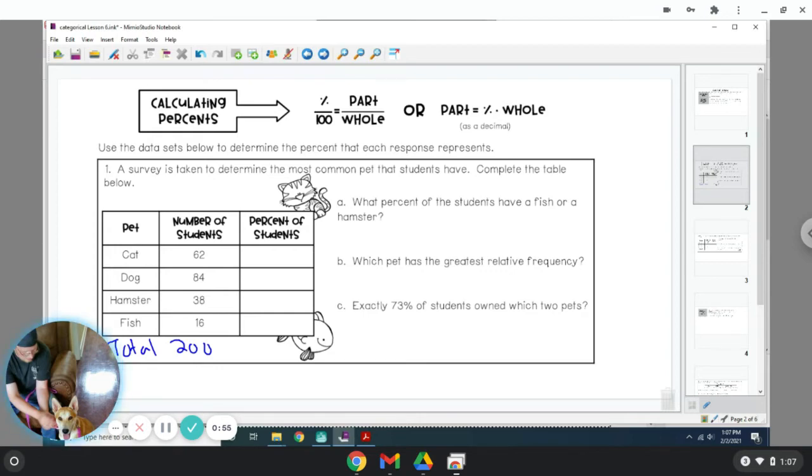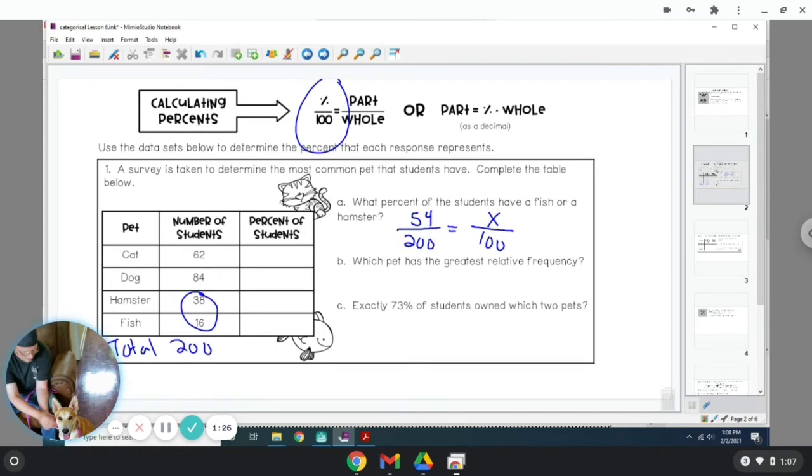So it says what percent of students, we're going to find the percentage of them that have fish or hamsters. So fish or hamsters is 38 plus 16. So that's 54. So that means there's 54 students out of 200 that have hamsters or fish. And what you're going to do is find a percentage. So it'd be X percentage over 100%. Okay? It's always over 100%.